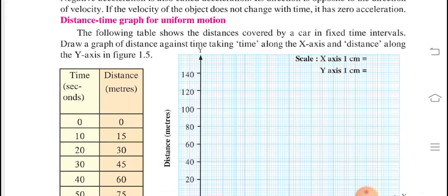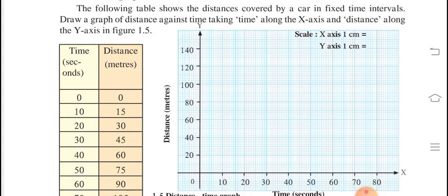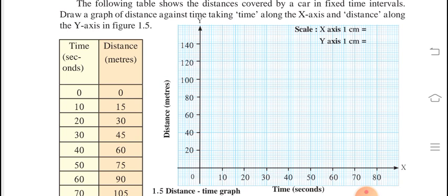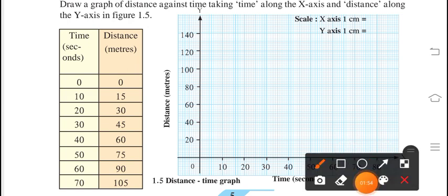All these things we are discussing today itself. So, distance time graph for uniform motion. In this table a few things are given. First we will discuss that, and then we will go ahead with the graph part. See, time and distance. You have to imagine in your mind some car having a speed, covering its distance in a specific time.